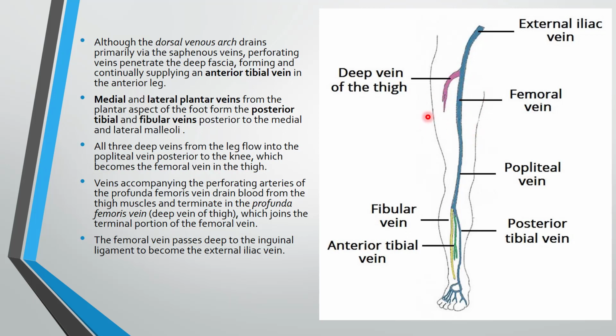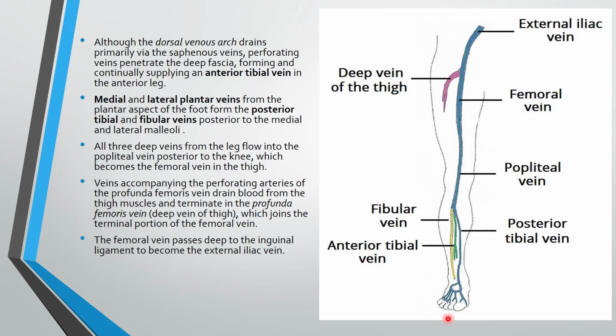Okay, there are some veins which are called profunda femoris vein, which is also called the deep vein of the thigh, which are accompanying the perforating arteries of the profunda femoris. They will drain the deep muscles and they join the terminal portion of the femoral vein. The femoral vein ultimately drains into the external iliac vein. Okay, it passes deep to the inguinal ligament and it becomes the external iliac vein.